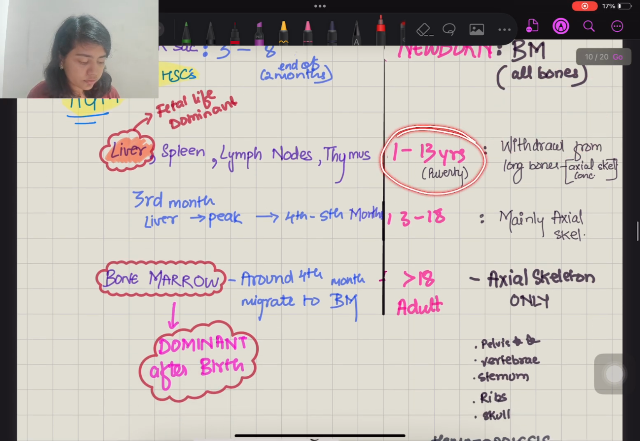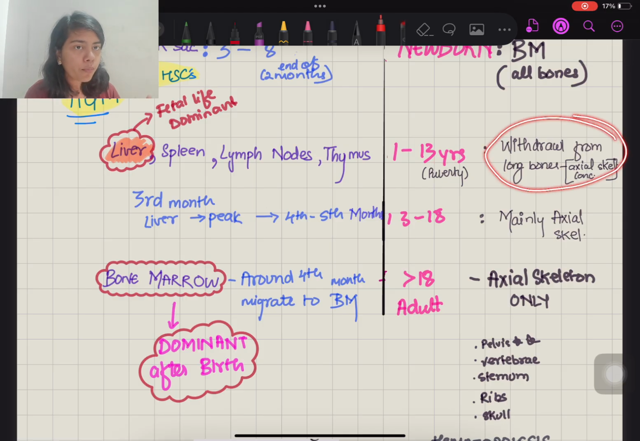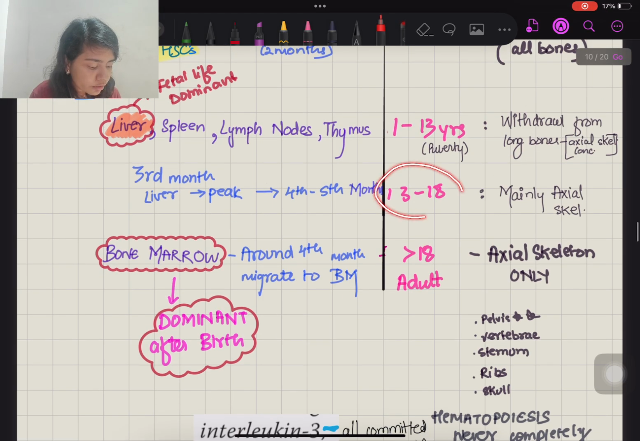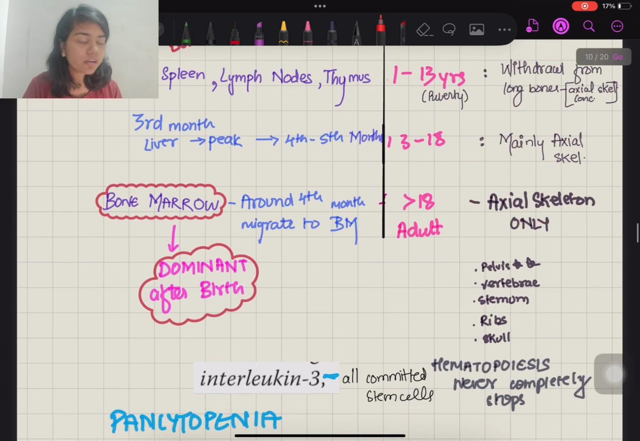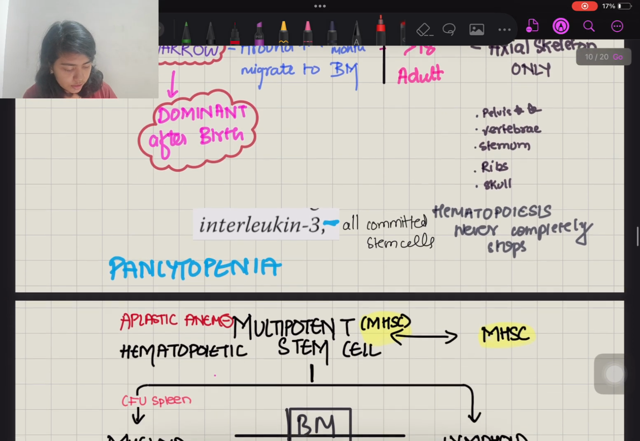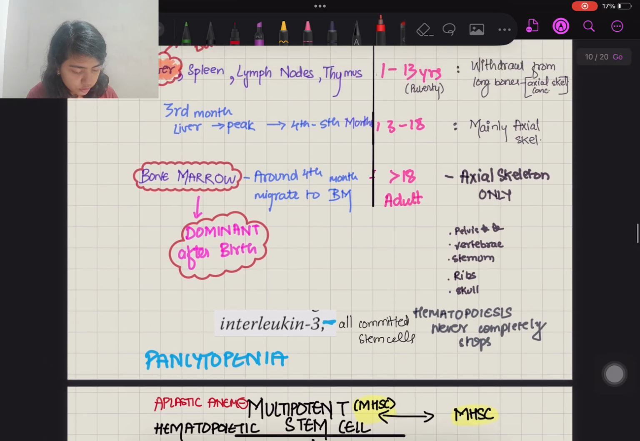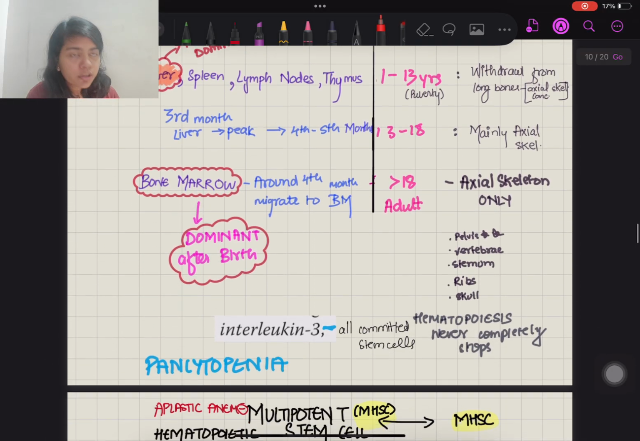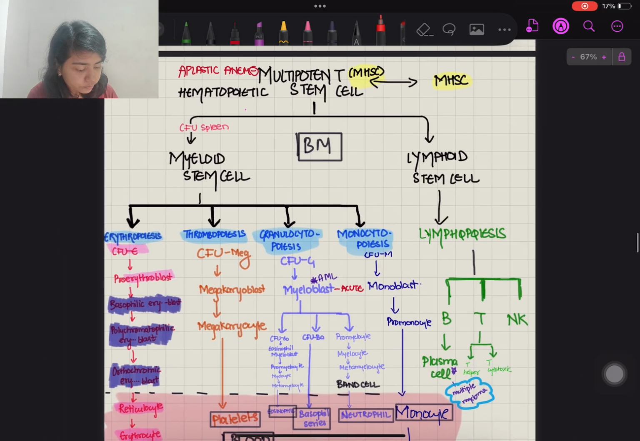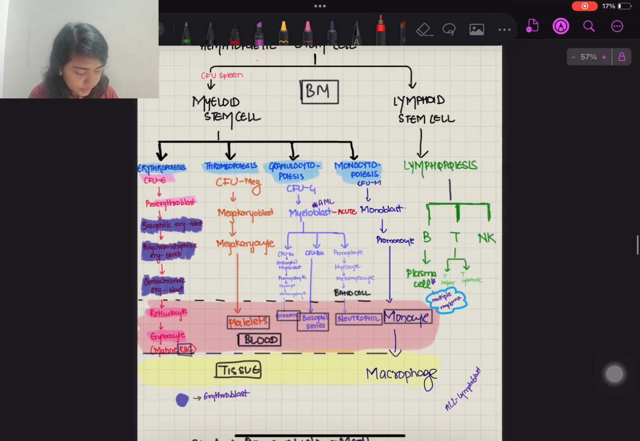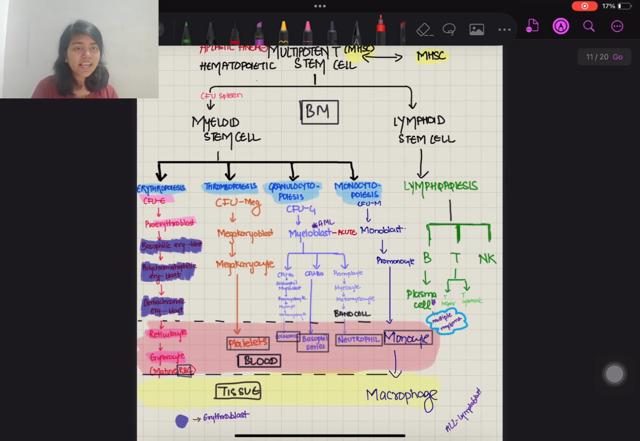Then first 1 year to 13 years, withdrawal from the long bones will begin. In 13 to 18 years mainly in the axial skeleton, and after 18 years in the adult axial skeleton only. Till when will it occur? Till your death. Okay, so up till now you're done with the definition and you're done with the sites of hematopoiesis. Now we'll begin the terrifying part.